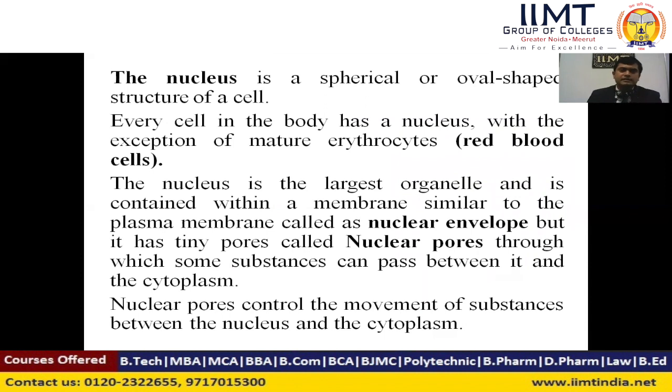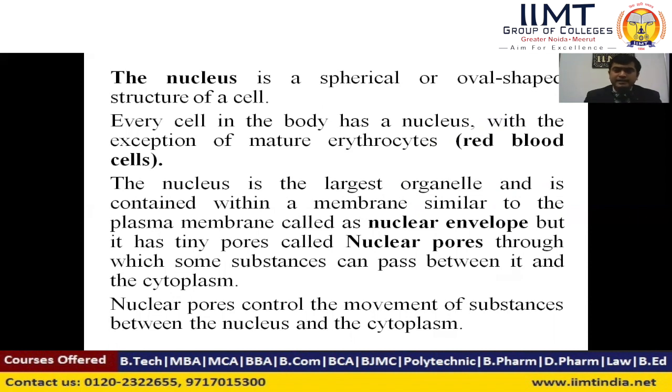So the nucleus is a spherical or oval-shaped structure of the cell, and each and every cell possesses a nucleus, with one exception: mature red blood cells do not have a nucleus. All the cells in a eukaryotic organism possess the nucleus except mature red blood cells.